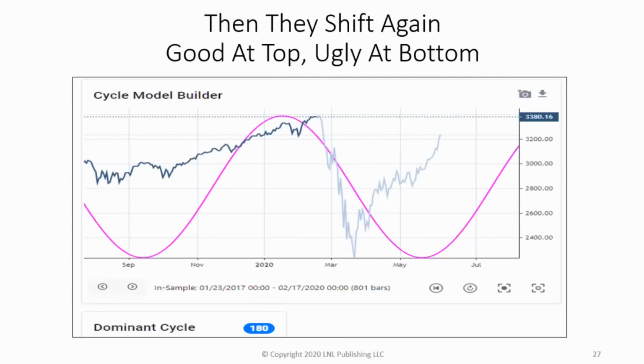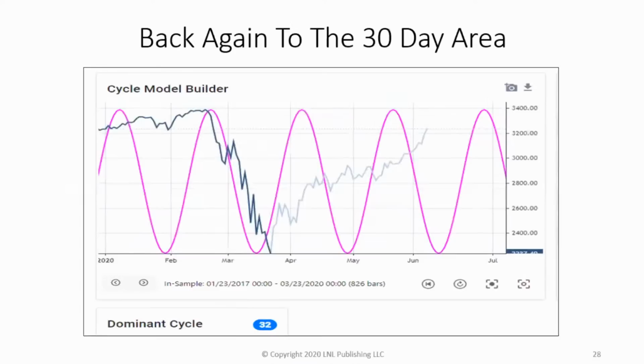You have to be vigilant and support cycles with other tools. In a perfect world we'd all make money, but they can give us a little glimpse. Now here, back to the 30-day cycle.